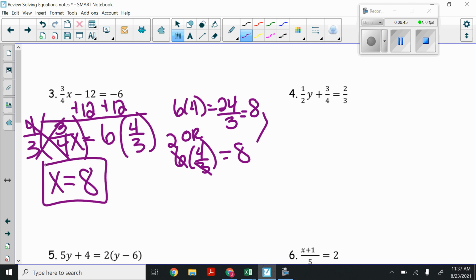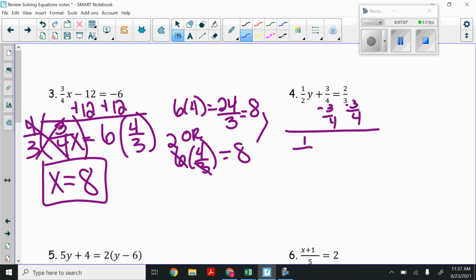All right, number 4, 1/2 y plus 3/4 equals 2/3. All right, so we're going to practice with fractions. Again, I love fractions. We use fractions all year long, so you will find that we have lots and lots of fractions in this class. So the first thing I need to do is subtract 3/4 from both sides.